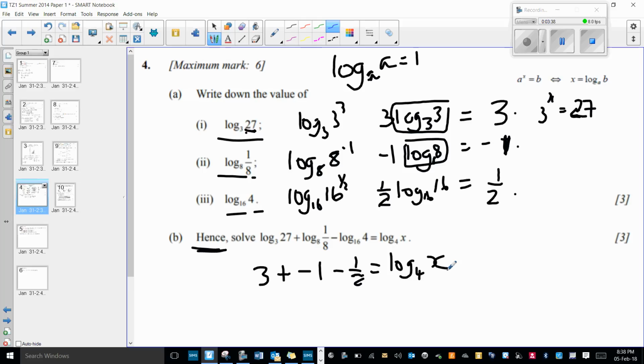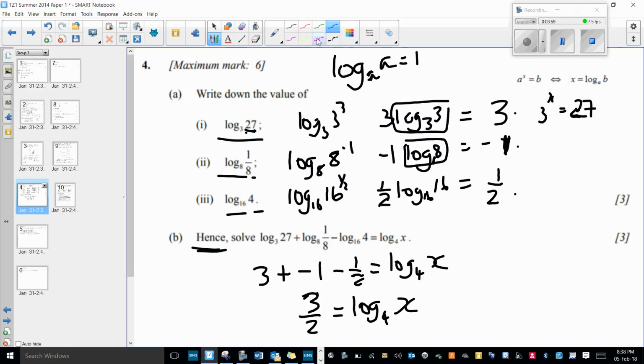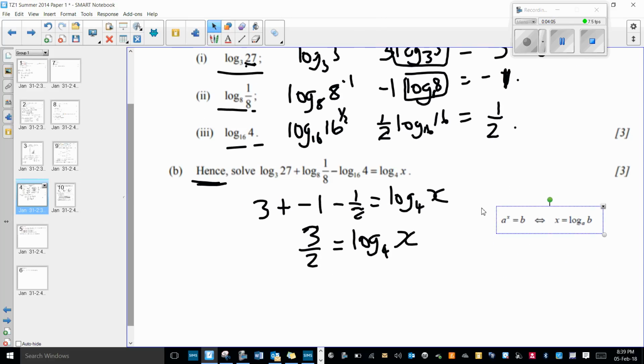So we're going to work out what that is. So 3 plus negative 1 is 2. Take away 1/2 is 1.5. Now I'm going to write that as an improper fraction. Then I'm going to move this down here. So again, I'm going to use this equivalent statement here. I know that here my a is now 4, so I'm saying that 4 to the power of 3 over 2 is equal to x.